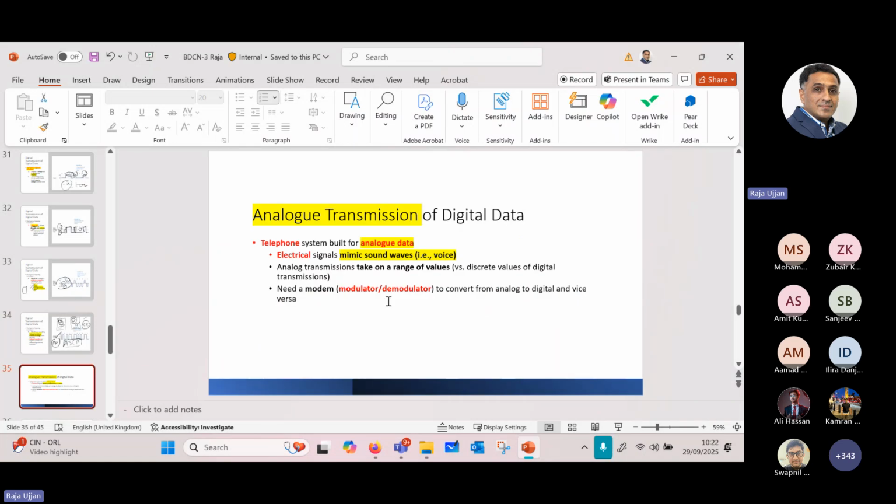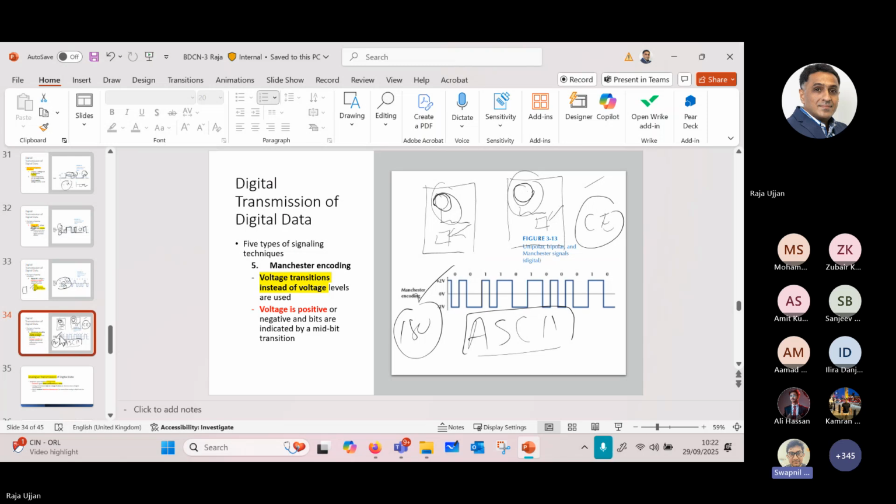Sir, I have a question. Yes, please. How does Manchester encoding ensure synchronization without requiring a separate clock signal?